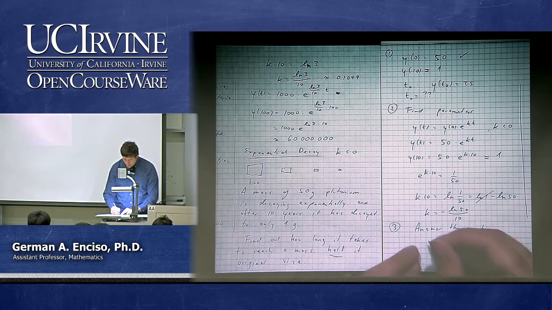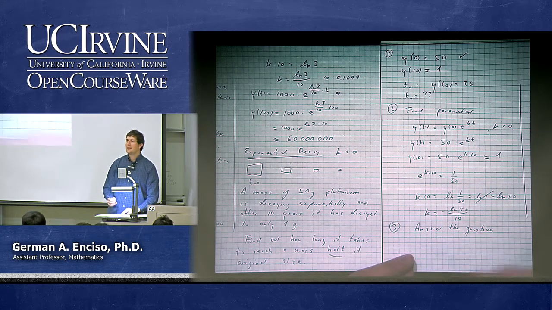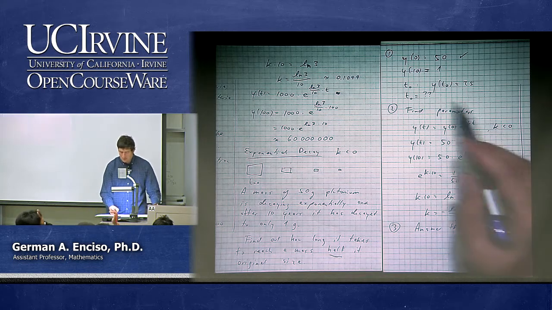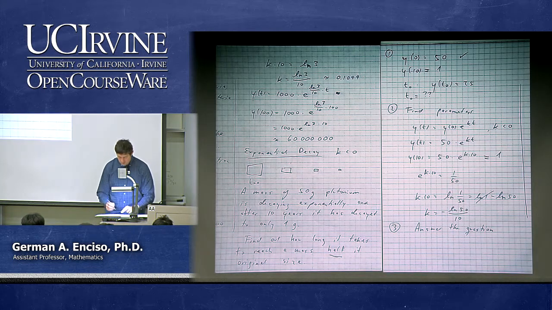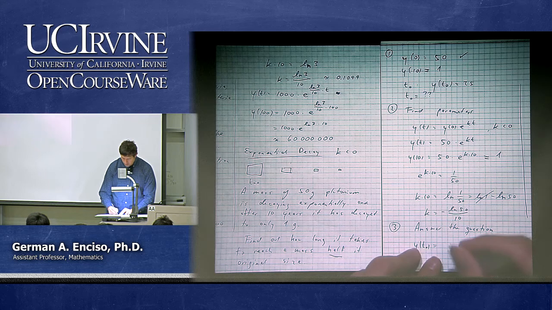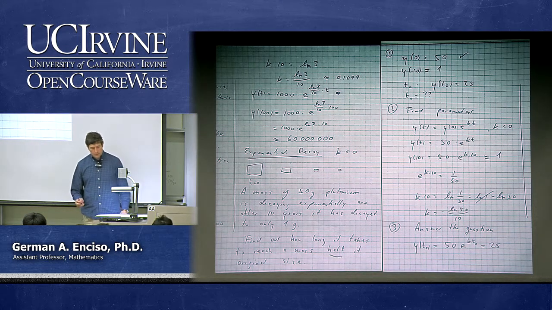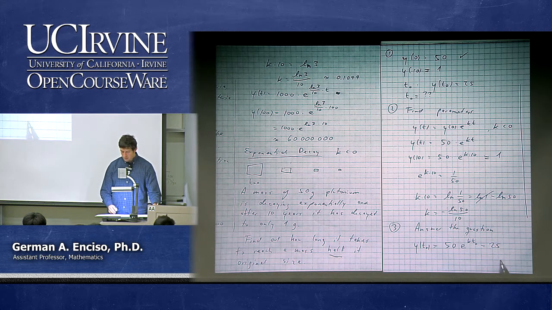Okay. Let's start with y of 25. Wait. Sorry. Did you say y of 25? No, y of t equals 25. Yeah, exactly. Y of t equals 25. That's right. So y of t0 is equal to 50e^(k·t0), and that should be equal to 25. So then what?